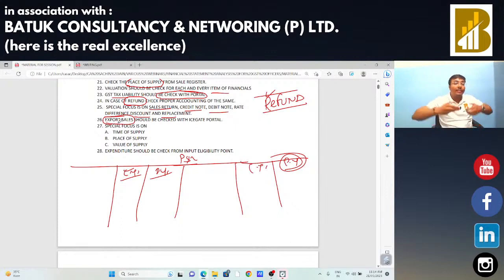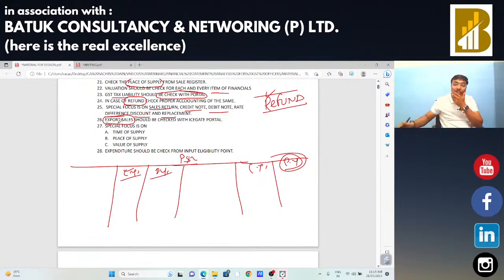Also, we need to check that suppose the export is on account of letter of undertaking and the taxpayer is claiming the refund on account of accumulated balance in electronic credit ledger. In that case we need to check the eligibility कि वो refund claim करने के लिए eligible है या फिर नहीं है. कहीं फेक इनवॉइसिंग तो उसके अंदर इन्वॉल्व नहीं है.